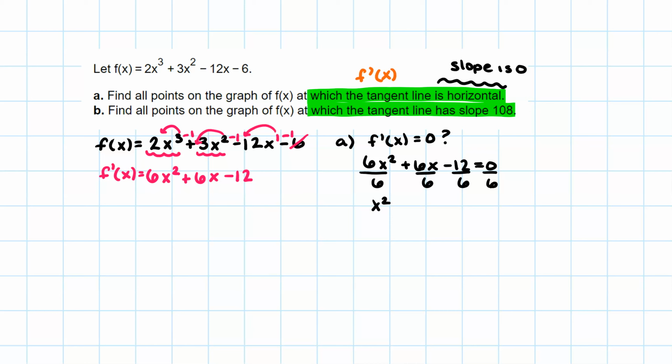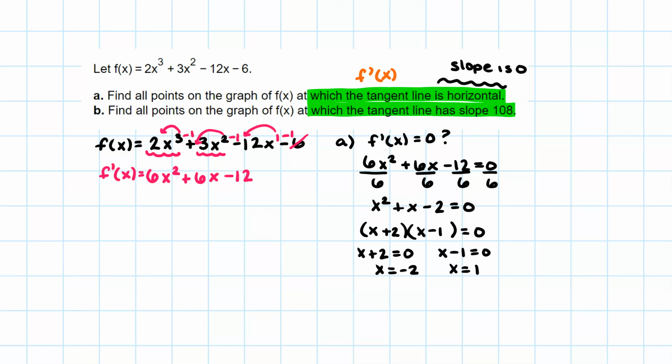So I have x squared plus x minus 2 equals 0, and I think I could factor that into x plus 2, x minus 1. So double bubble equals 0. One of them had to be 0. So either x plus 2 is 0, meaning x is negative 2, or x minus 1 is 0, meaning x equals 1. But that's not my answer, because the question said find all the points.